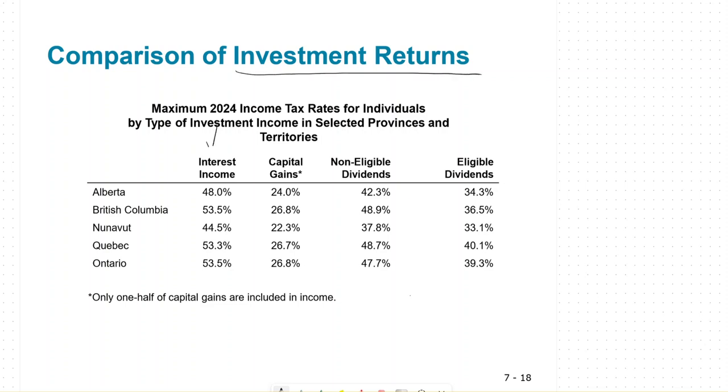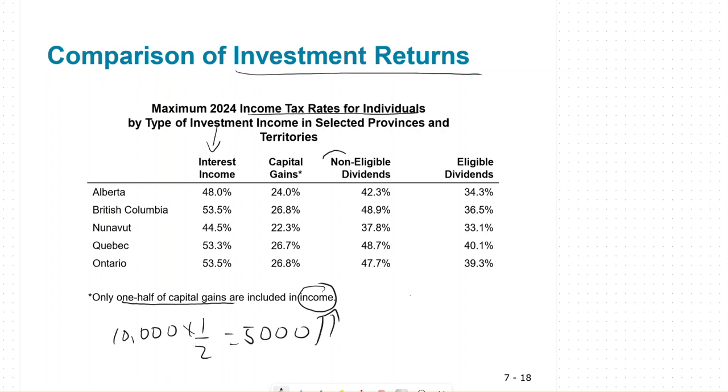So now it's in comparison of investment returns. You could be getting an interest income. These are the income tax rates that the individual will pay according to what they are receiving. When we think of a capital gain, only half of the capital gain is included in the income. If your gain was $10,000, half of that will be taxable, so you will only include $5,000 into your income.